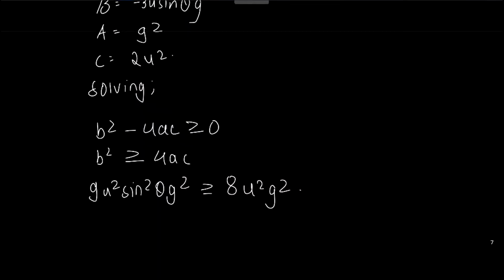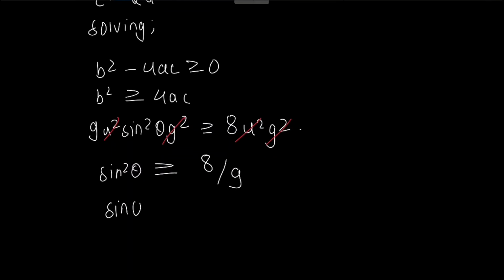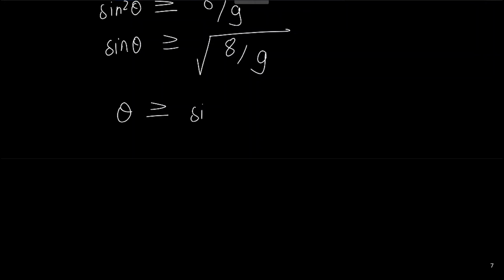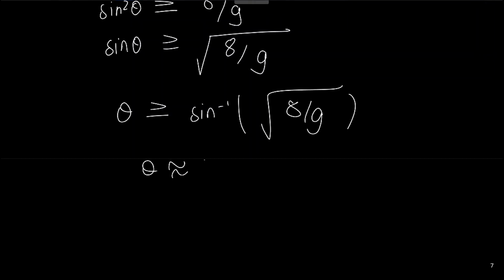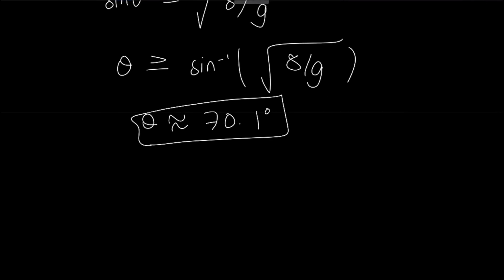Now we chop g squared u squared, which leaves us with an amazing and beautiful expression: sine squared theta is greater than or equal to 8 over 9, and sine of theta is greater than or equal to root of 8 over 9, or theta has to be greater than or equal to sine inverse root 8 over 9. Then theta comes out to be approximately 70.1 degrees. And this 70.1 degrees is the critical angle. How exciting!